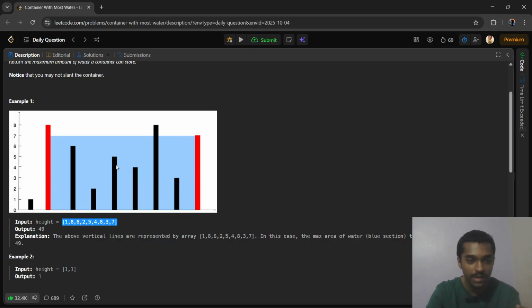In this example, if you choose two lines, these two red lines, the area is height into width, and the maximum area given here is 49.